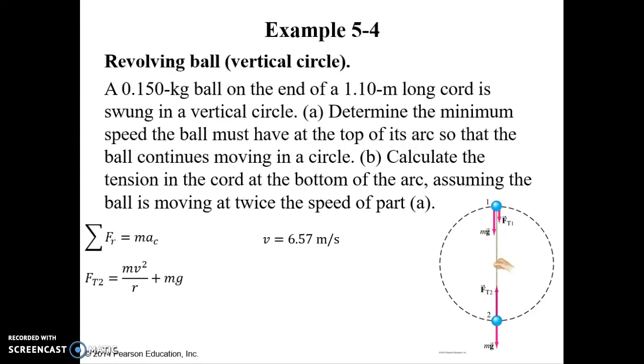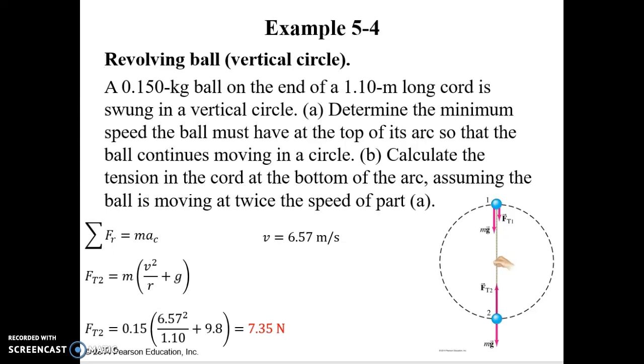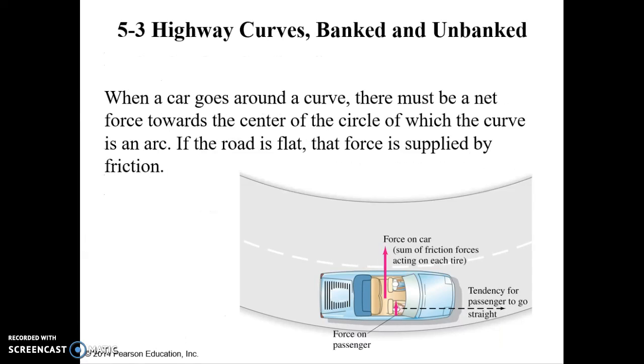Rearrange the equation to solve for tension. Factor out mass. Plug and chug, and we get 7.34 or 35 newtons. Now, for regular physics, we'll discuss the car moving around an unbanked curve. For those wishing to take an AP course, please look at the example in your textbook for solving a car going around a banked turn.